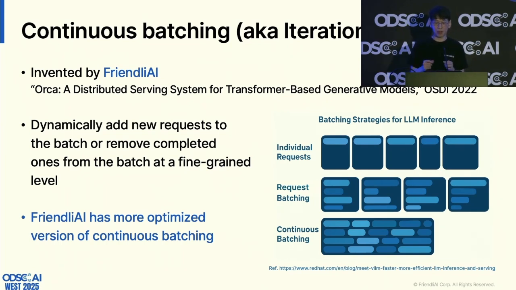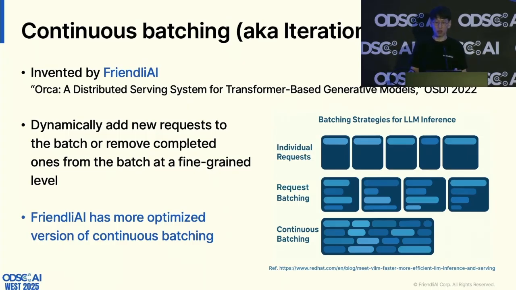The industry standard for handling this is continuous batching, also known as iteration batching, a technique proposed by FriendliAI. With continuous batching, you can dynamically add new requests to the batch or remove completed ones from the batch at a fine-grained level, keeping the batch efficiently packed. And this allows the system to maintain high GPU utilization even when traffic is dynamic and uneven.